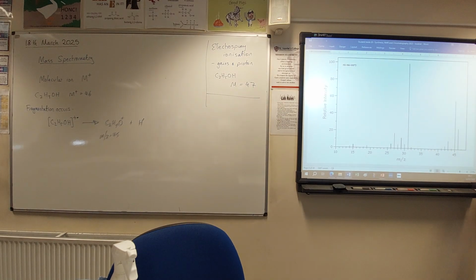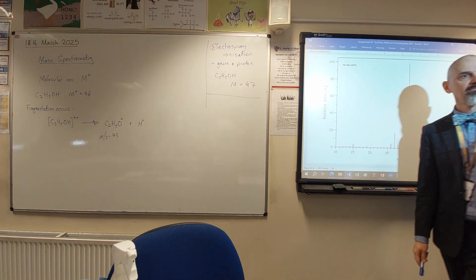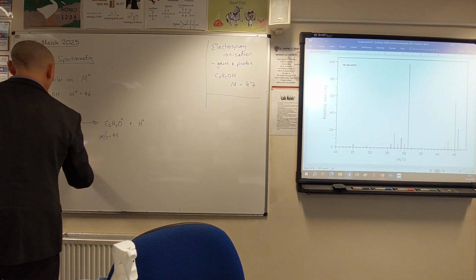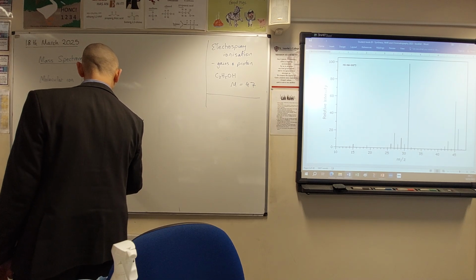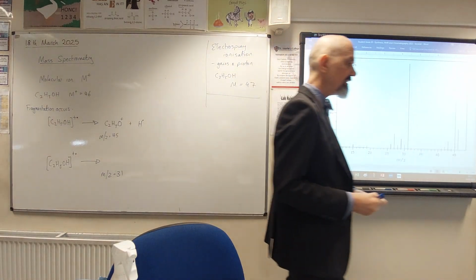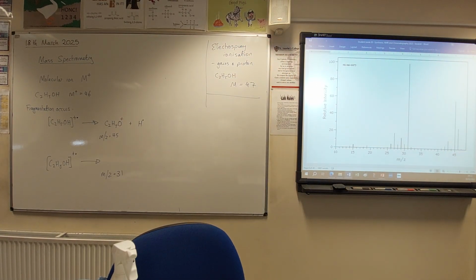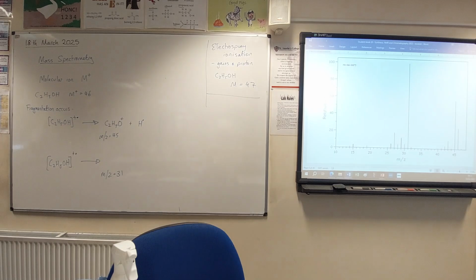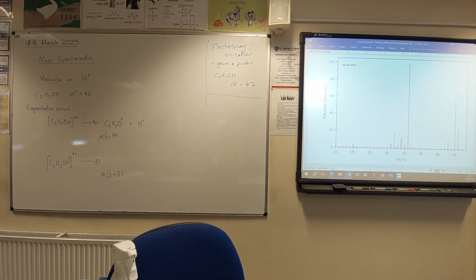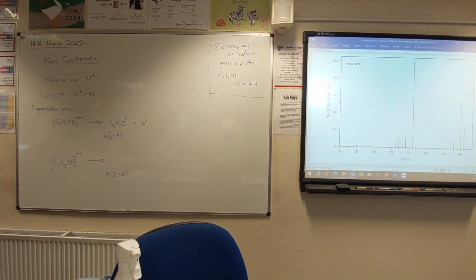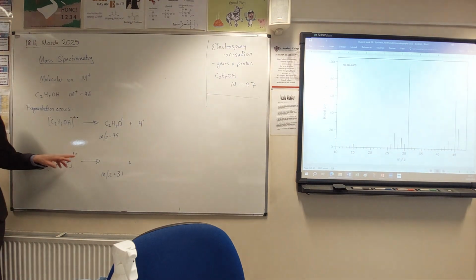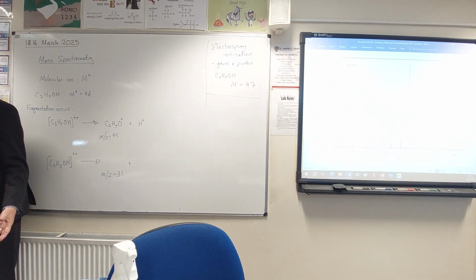Can you have a go at writing a fragmentation reaction for that peak there? The largest peak on the spectrum is at 31. Always start with the original molecule, by the way. What is 31? So a way of thinking about it is, rather than focusing on the bit, the 31, focus on the bit that's gone. Well, 31 from 46 is 15. I've lost a fragment with a mass of 15.